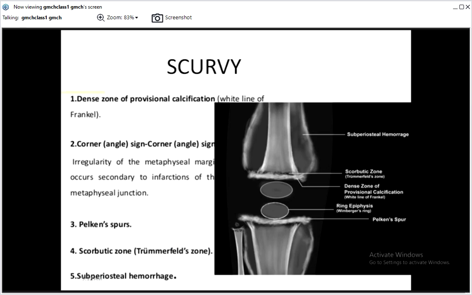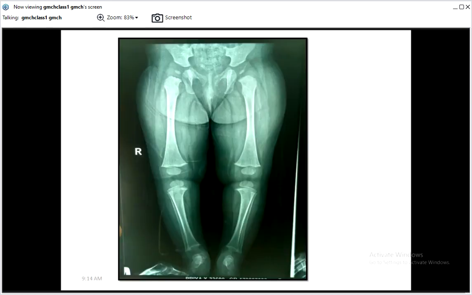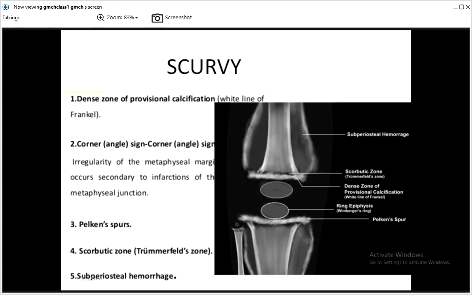Another disease is scurvy. So what do you see in scurvy? The pathology in rickets and scurvy is different. What is happening in rickets? The cartilage is normal and there is no mineralization. But in scurvy the mineralization is normal, but the problem is with the formation of cartilage, because vitamin C, ascorbic acid, is required for the formation of cartilage.